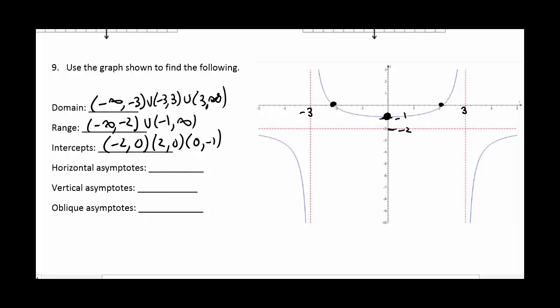Horizontal asymptote, that's that flat horizontal line at -2, so that's the equation y equals -2. The VAs would be the -3 and the 3. Now those are actually equations, so those aren't numbers, those are lines, and so lines I actually do want to put x equals with both of them. And I don't have an example of an oblique in this picture, so that one would be none.